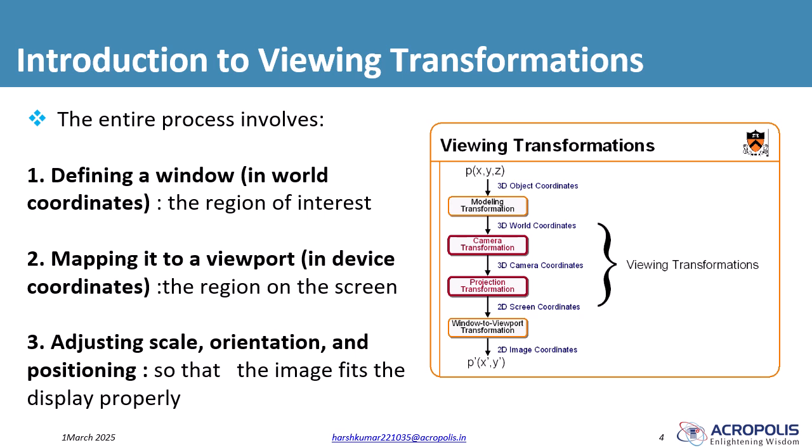On the right hand side you can see the diagram of viewing transformation. Let us consider coordinates of a real world object as x, y, z in the x, y and z axis, which is a 3D object. The first step is modeling transformation, which converts the 3D object coordinates into 3D world coordinates, and then the camera transformation converts the 3D world coordinates into 3D camera coordinates, and then the projection transformation converts the 3D camera coordinates into 2D screen coordinates. Hence you see the final objects in x and y axis, which is the 2D image coordinates, and this whole process comes under viewing transformation.